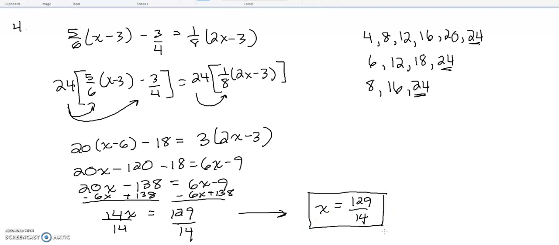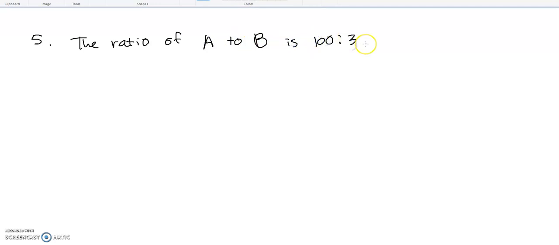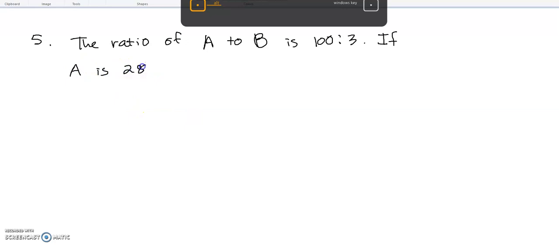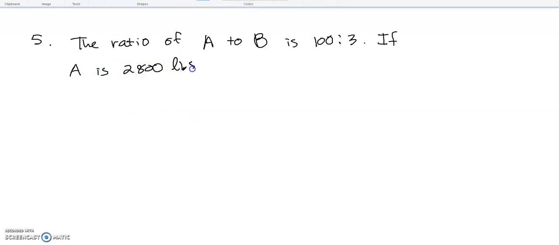Okay, problem number 5 is a ratio problem. Problem number 5 says the ratio of A to B is 100 to 3. If A is 2,800 pounds, what is the value of B?